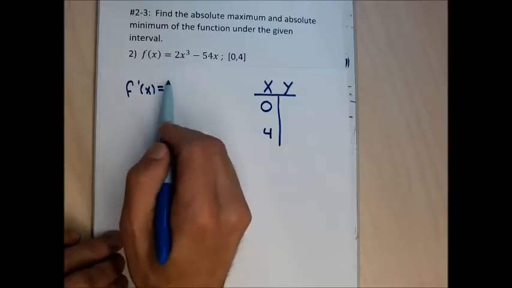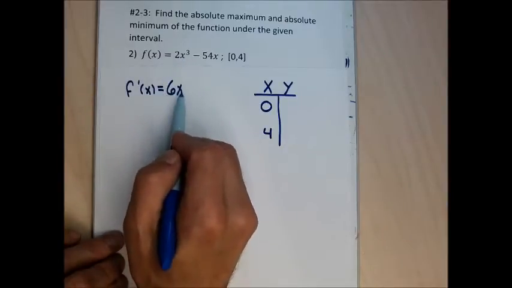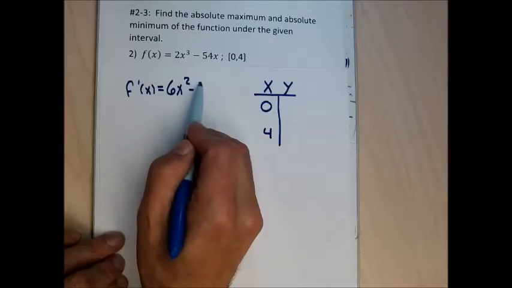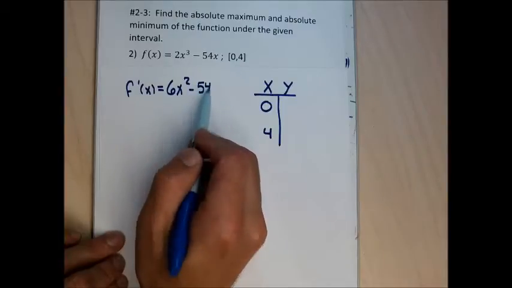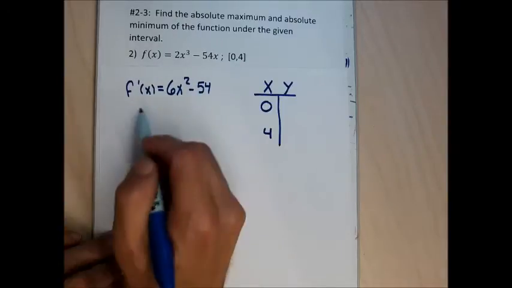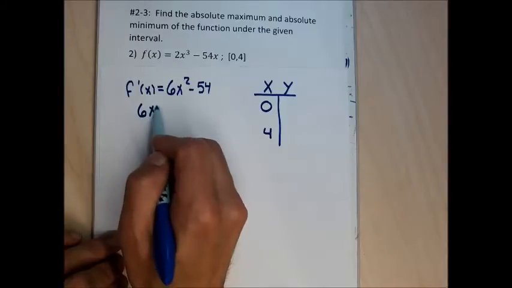The derivative of 2x cubed is 6x squared. The derivative of minus 54x is minus 54. After finding the derivative, I'm going to set it equal to 0.